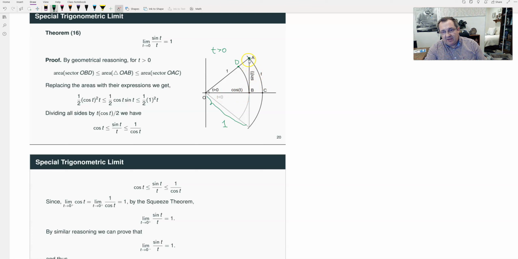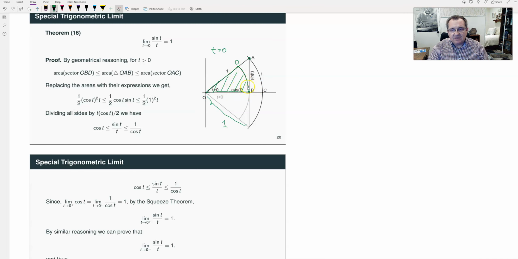Just in case, the length of the side AB is sine t, we can compute that from the right triangle OAB. And the length of OB is cosine t, so all of the lengths we can compute from geometrical considerations. Now, what we're going to do next, we're going to look at the geometrical objects that we obtained from this figure. The first object for us will be the area of a sector OBD, right here.